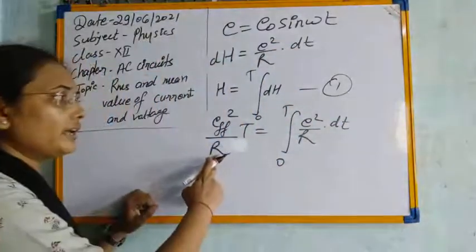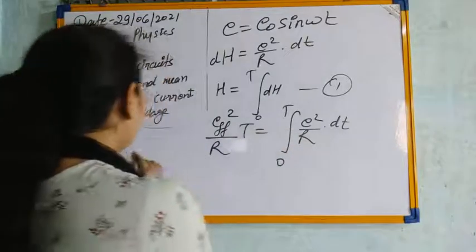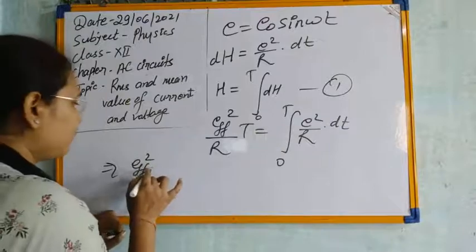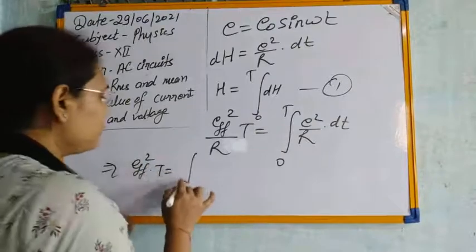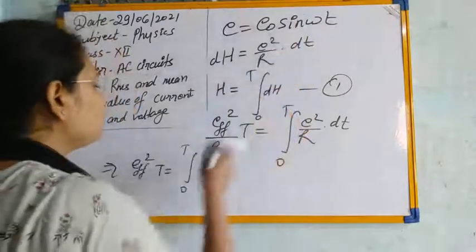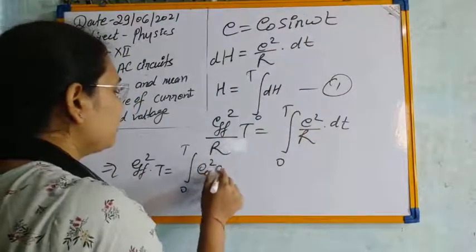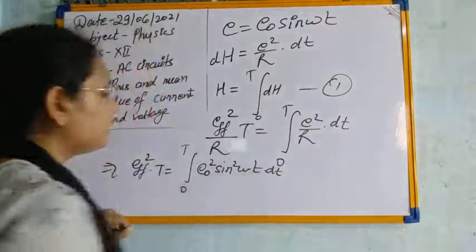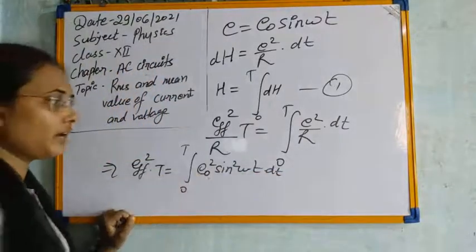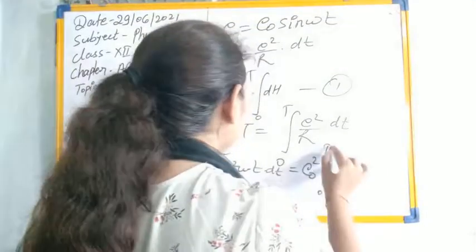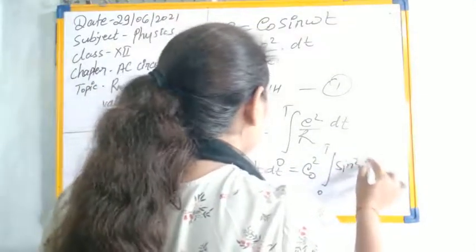So R you can take common and cancel from here. So finally you will get E effective square into T equal to the integral from 0 to T, and in place of E square you can write down this value. So finally you will obtain E0 square sin square omega t into dt. Now again you can take E0 square as a common, then the integral from 0 to T of sin square omega t dt.